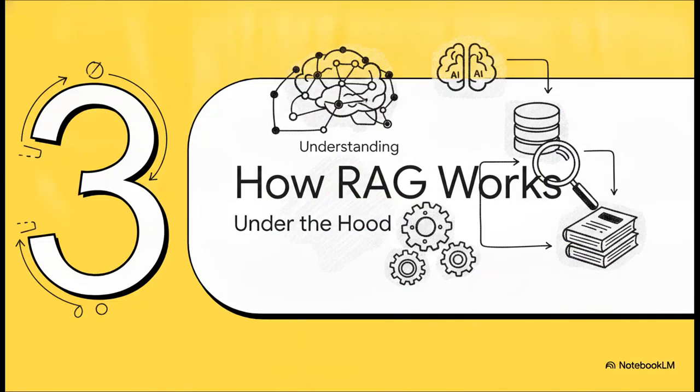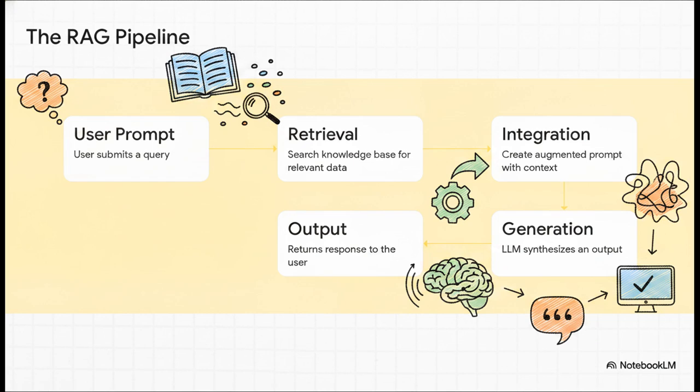Section 3. How does RAG actually work? Understanding how RAG works under the hood. Now, what's really interesting about this slide is seeing how this all builds into an actual working system. It happens in 5 distinct stages every single time you ask the AI a question. Stage 1, you, the user, submit a prompt.